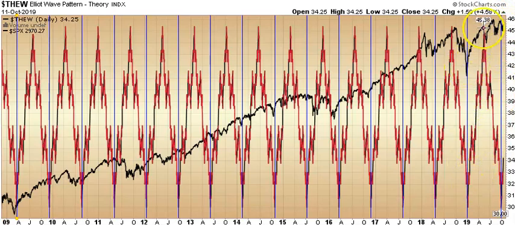This one fit like a glove. That worked perfectly. This one worked perfectly. This one here worked perfectly. This one here worked perfectly. This one here worked very well.